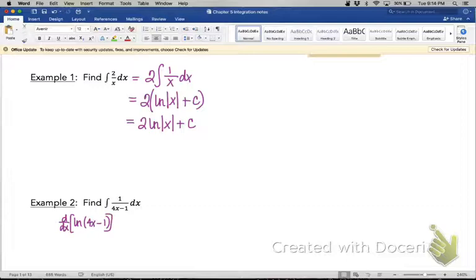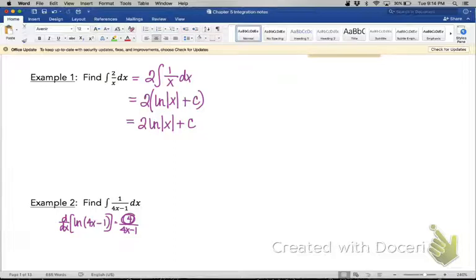Okay? This would come out to 4 over 4x minus 1 because we have to use the chain rule. The derivative of the outside would be 1 over 4x minus 1 times the derivative of the inside, which would be 4. So that's where this 4 comes from here on the top. Now, that is a bit of a problem for us because we need to apply the chain rule here sort of in reverse.